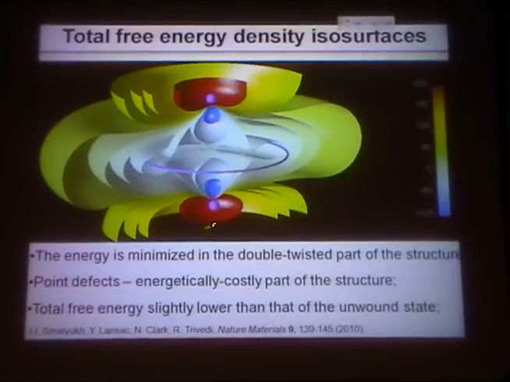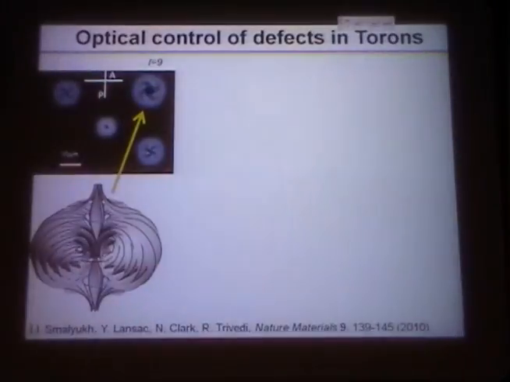However, the regions of point defects and the vicinity of those point defects are quite energetically costly, as you can see from this color scale. Therefore, the overall free energy of such a structure can be comparable, can be lower or slightly higher, but it is definitely a metastable state, and in many cases also a stable state in such confined cholesteric liquid crystal cells.